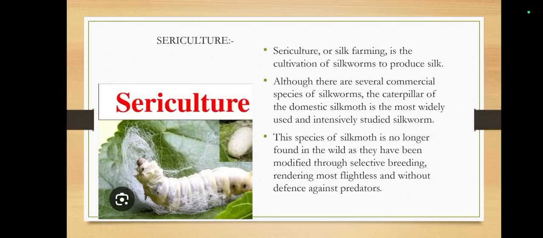Sericulture is the process of cultivating silkworms and extracting silk from them. The caterpillars of the domestic silk moth, also called Bombyx mori, are the most commonly used silkworm species in sericulture. Other types of silkworms such as Eri, Muga, and Tasar are also cultivated for the production of wild silks. Silk is a fiber made up of two different proteins, sericin and fibroin. Approximately 80% of silk fiber is made up of fibroin, which is concentrated at the core.